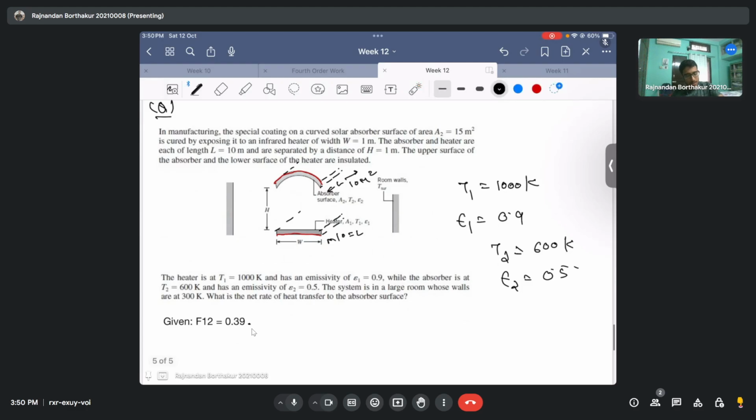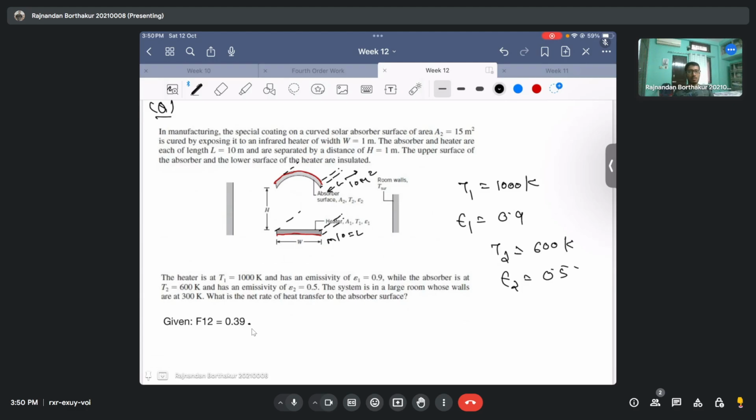Okay. Again, I'll stop here for some time. I want you guys to digest this problem, please, and then we will try to solve this. So, having said that, we'll solve this problem using radiation resistance analysis.